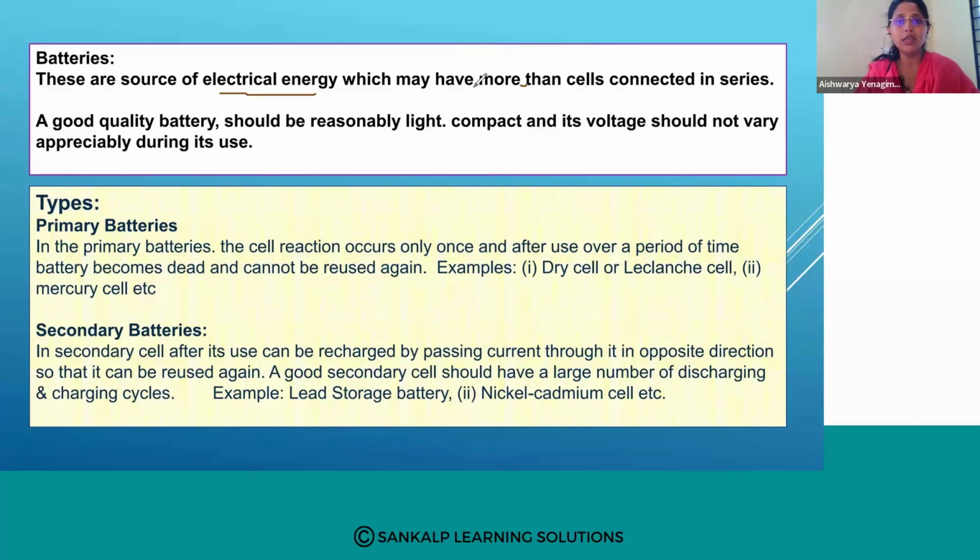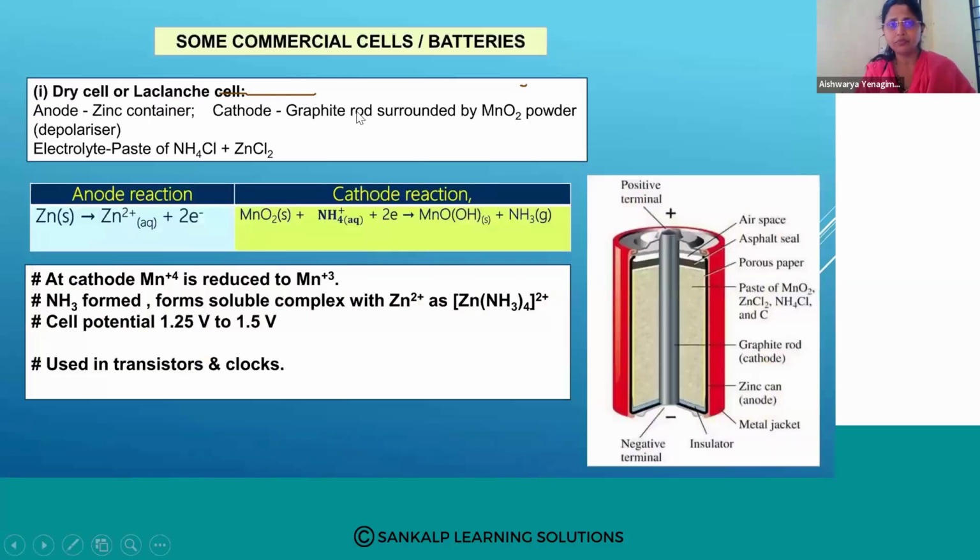So let us take primary cells first. What do primary cells tell us? They are used only once. The reaction happens only once; once the reaction has occurred, you cannot reuse it again and again. So this is my primary battery or primary cell. The most familiar type of primary cell is my dry cell. And this is the picture you are seeing, the picture of the dry cell. Can you see here?